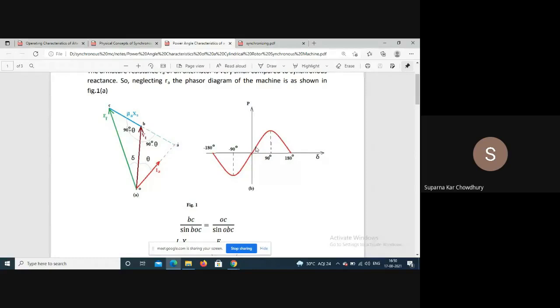So normally the machine operates far below the maximum value of 90 degrees, at 30 to 40 degrees. That is the maximum value at which it normally operates. Now this stability criteria of synchronous machines will be dealt with in detail in your power system class. It has quite elaborate calculations that we are not discussing in this class, that will be dealt with in your power system courses.